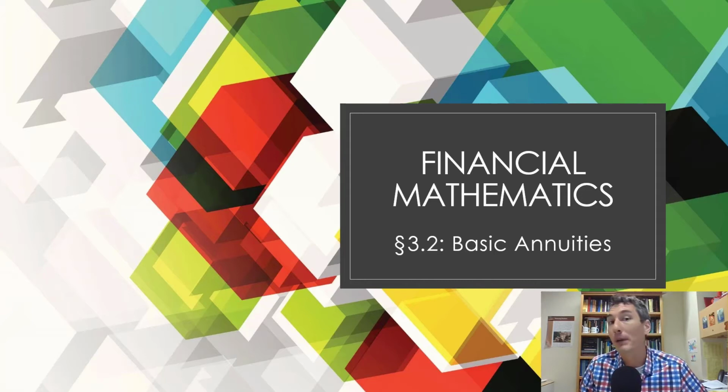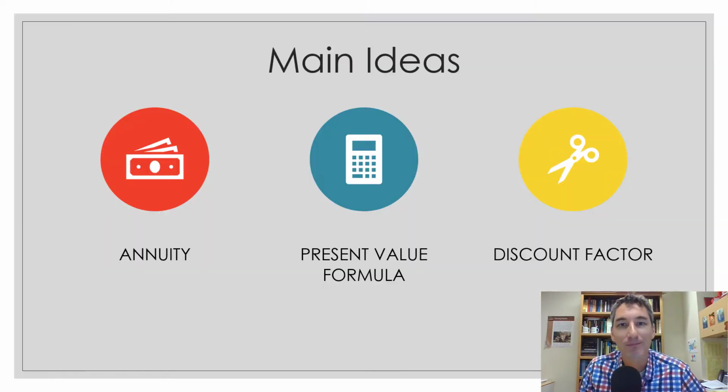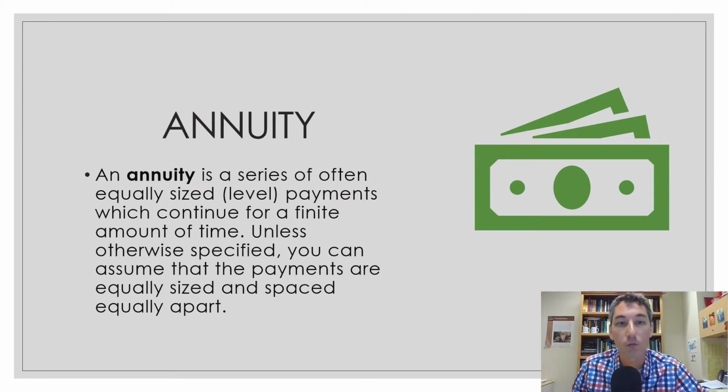This time we're looking at basic annuities from section 3.2. Let's get started. So a couple main ideas from this section. First, what is an annuity, obviously, and then the present value formula, which we'll need, and then the discount factor. Okay, so first, what's an annuity?